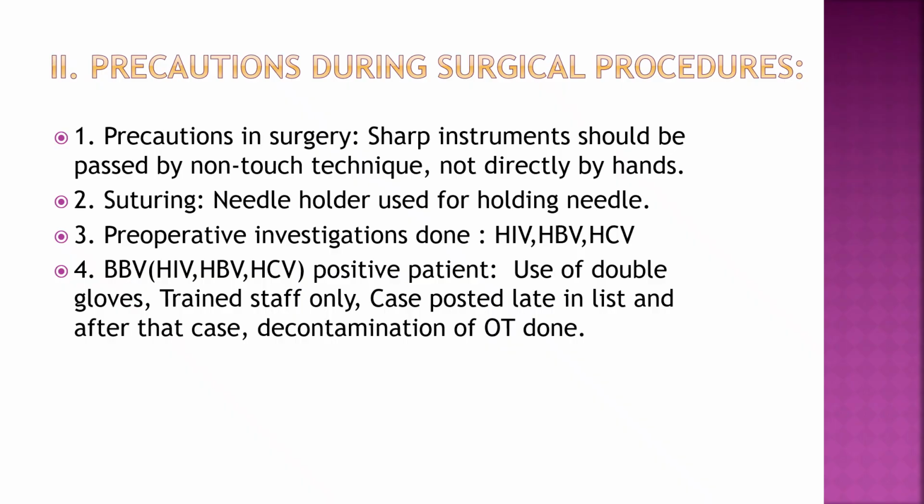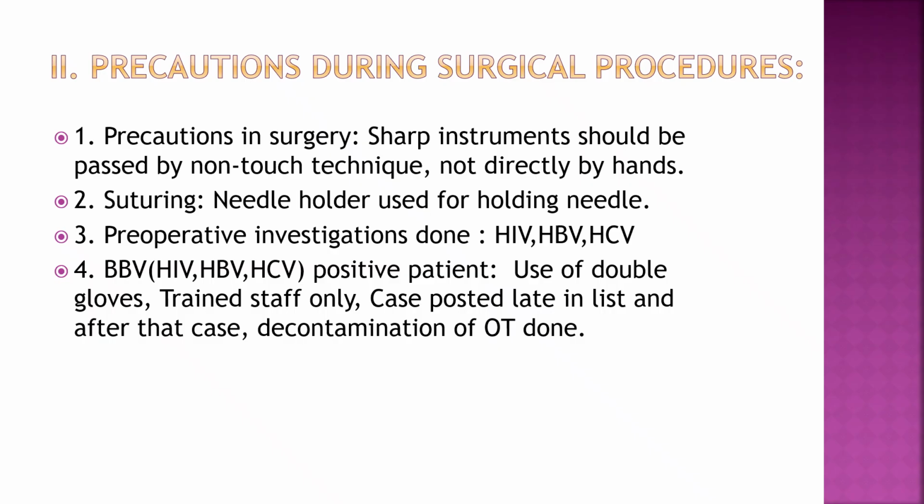Precautions during surgical procedures. Many accidents happen because in surgery many sharp objects are used, like scalpel, blade, forceps, needles for suturing and all. So precautions are very important. Sharp instruments should be passed on by non-touch technique, not directly by hand to hand. They should be kept on a tray over a green cloth, and then passed to the surgeon. For suturing, a needle holder should be used for holding the needle.